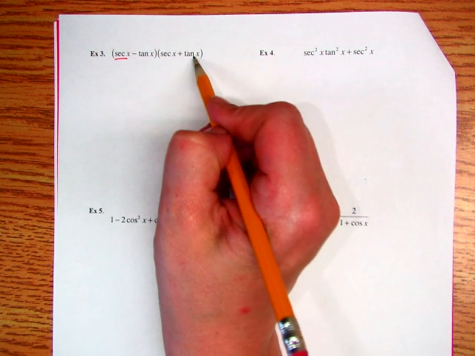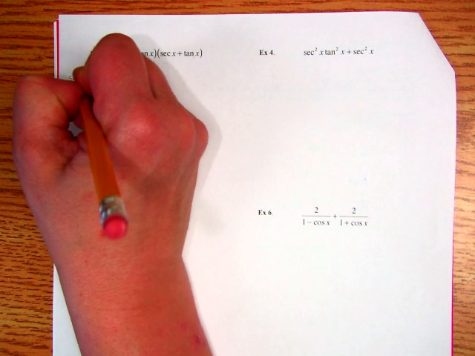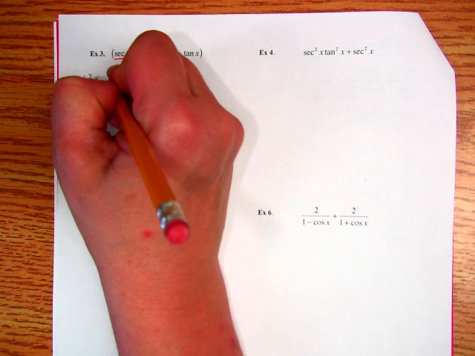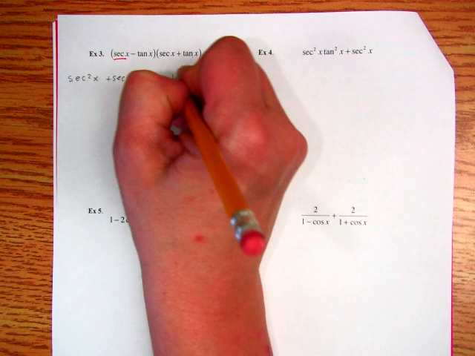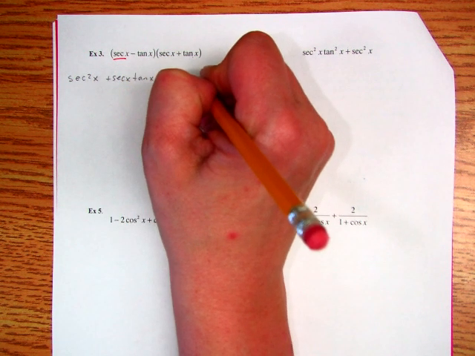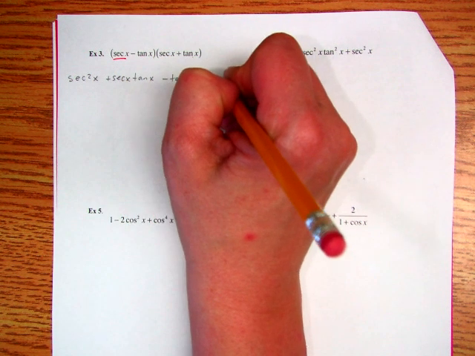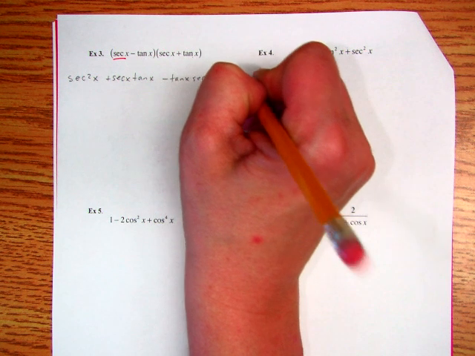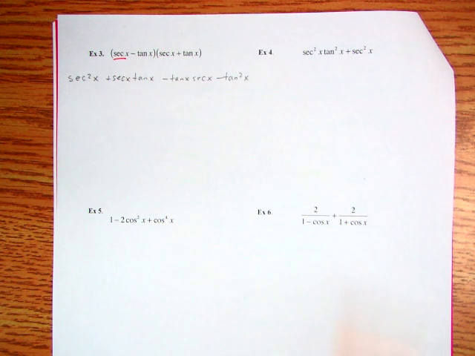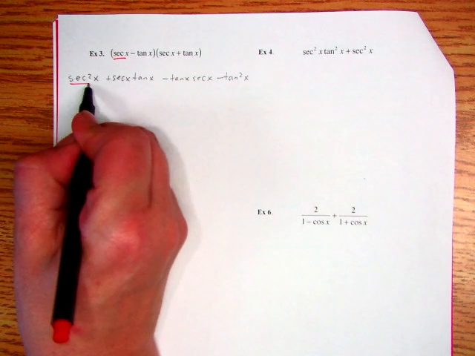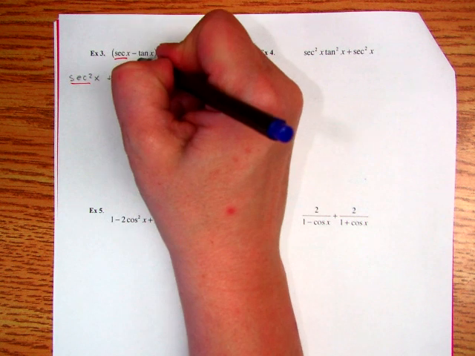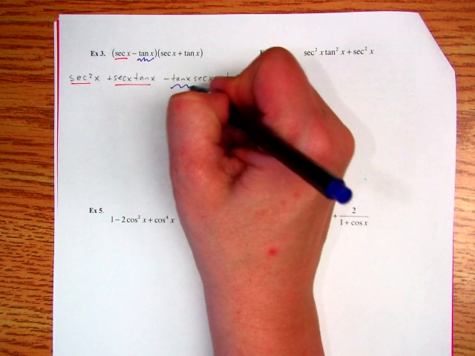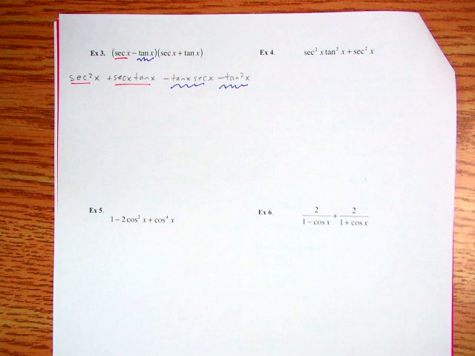When I do that, I get secant squared x plus secant x tangent x minus tangent x secant x minus tangent squared x. Okay, and you're going to say, well, how did that work out? Well, this came from the first two being multiplied. And then I can take this one and multiply it to get this and this.